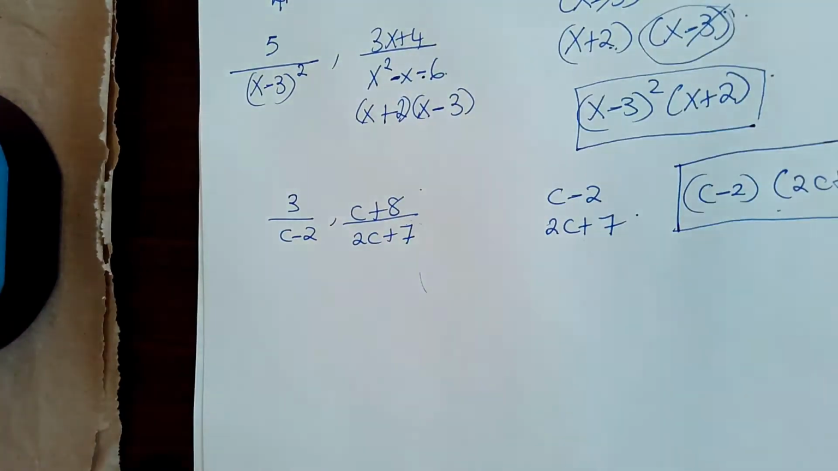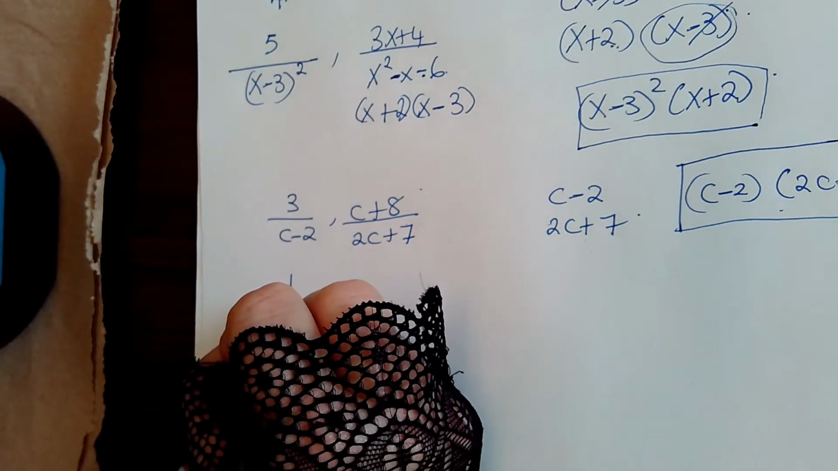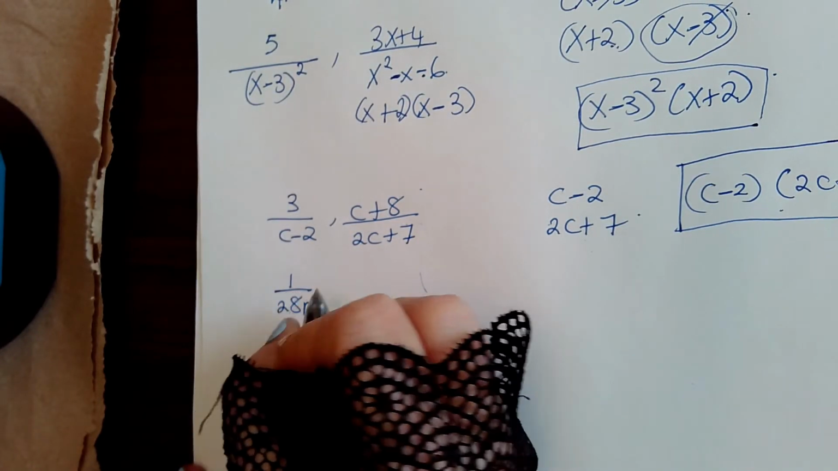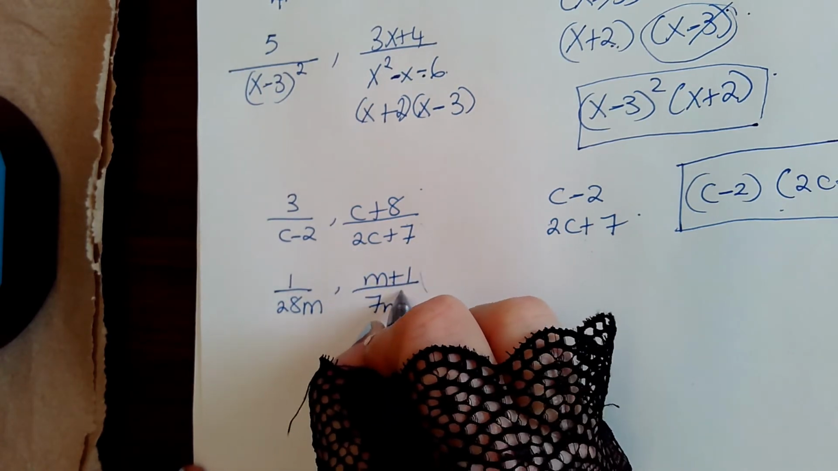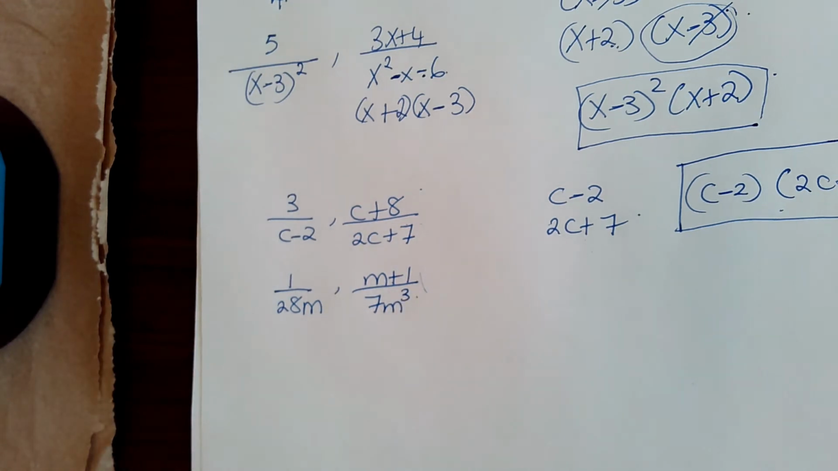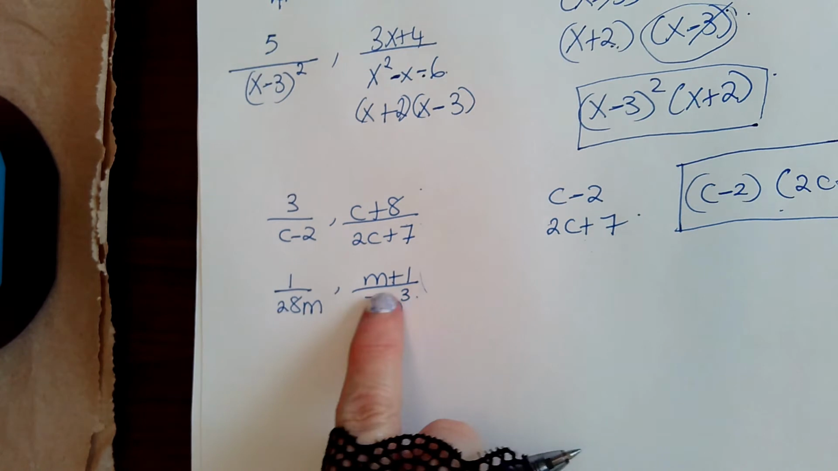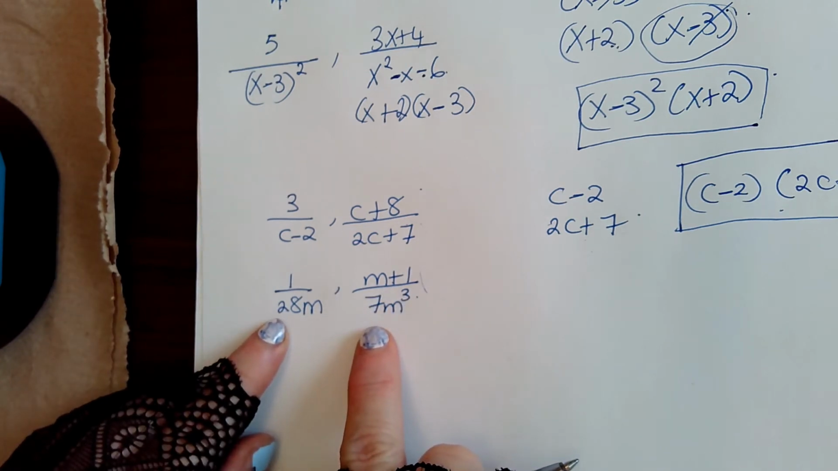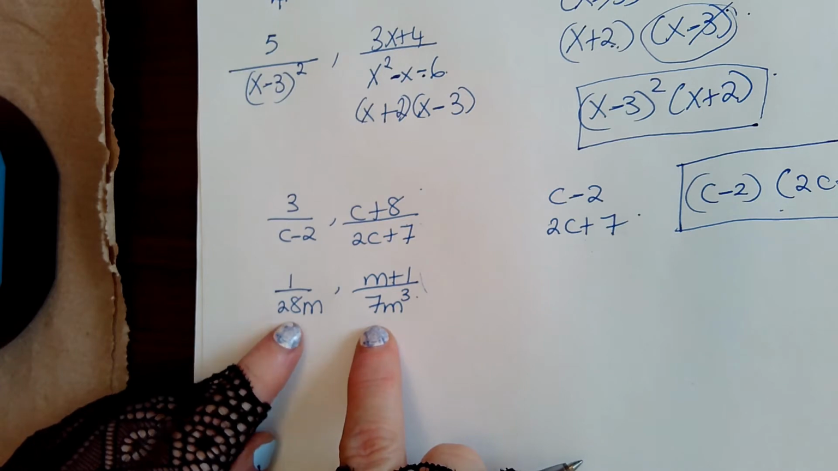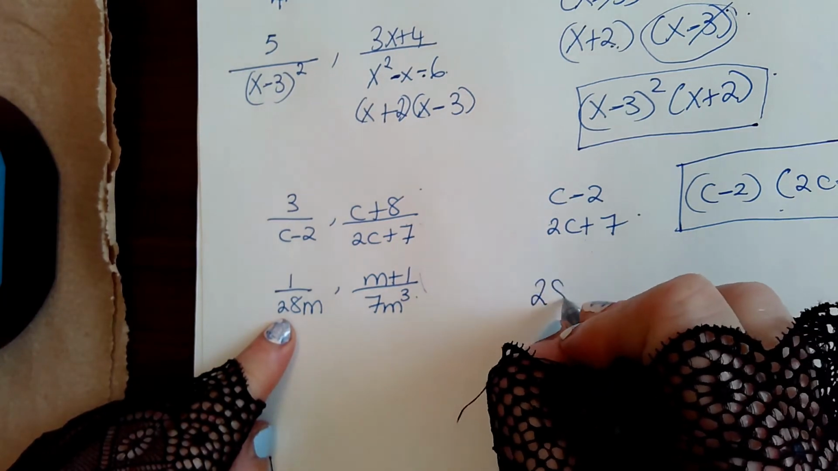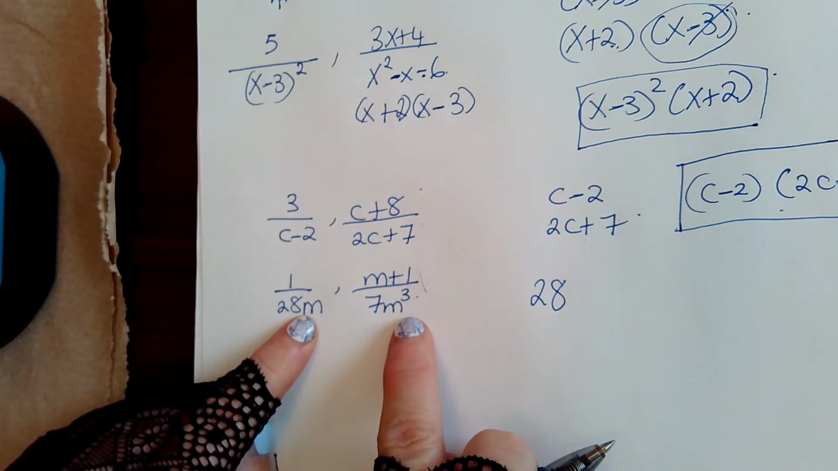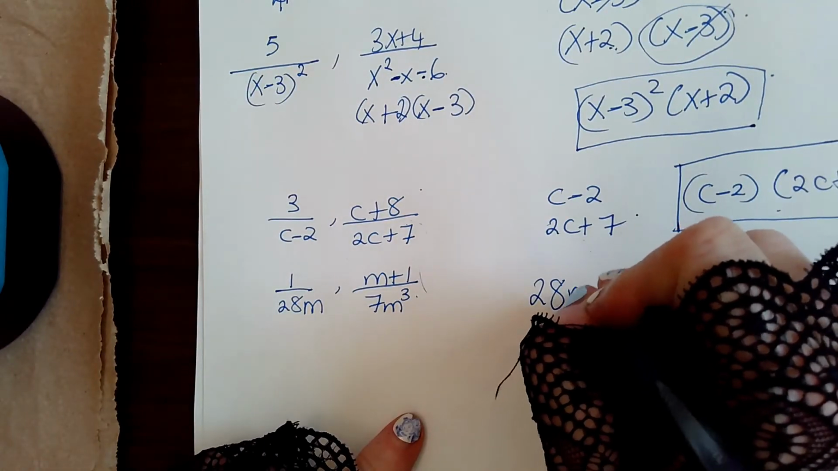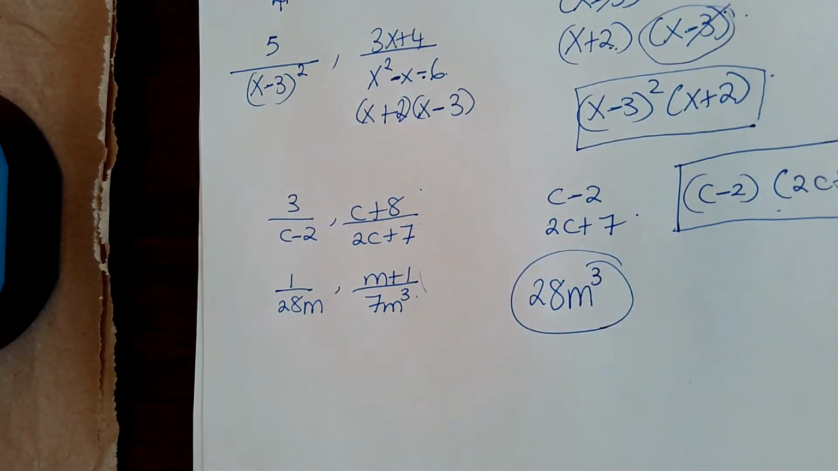Let me push this up a little bit. Okay, I've got 1 over 28m, comma, m plus 1 over 7m cubed. Okay, so I'm looking here. I've got this denominator and this one. I've got 7 and a 28. So which one is it going to be? You know that 7 goes into 28, so 28 is going to be part of the LCD. I've got 1 m and 3 m's. So again, you just take the one with the highest exponent. So that should be fairly easy to see that the LCD is going to be 28m cubed.